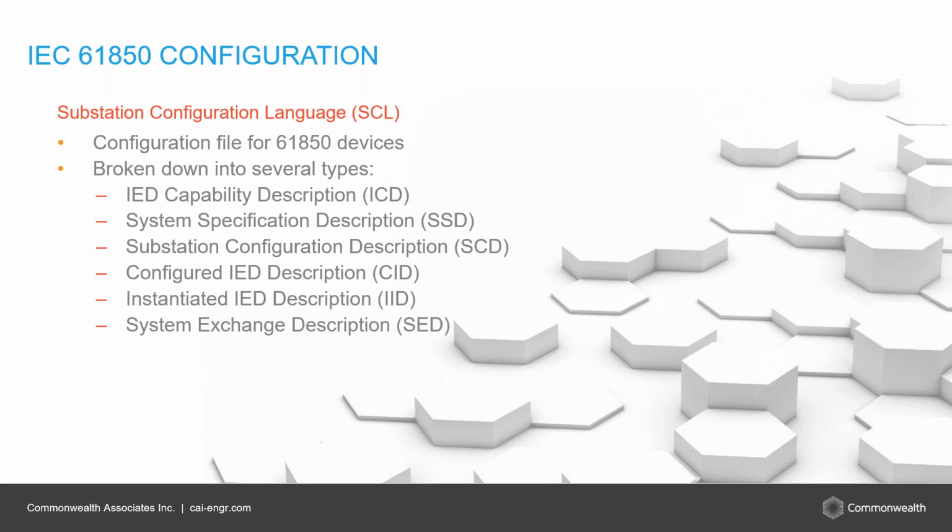And then the important file is the CID file, which is the configured IED description file, which has configuration information about the IED, about the GOOSE mapping data, and also about the data objects for the configured IED. And then the other files are the instantiated IED description file, or the IID file, and the system exchange description file, which is the SED file. So if you want to exchange information about the 61850 architecture to a new project, then these kinds of files come in handy.